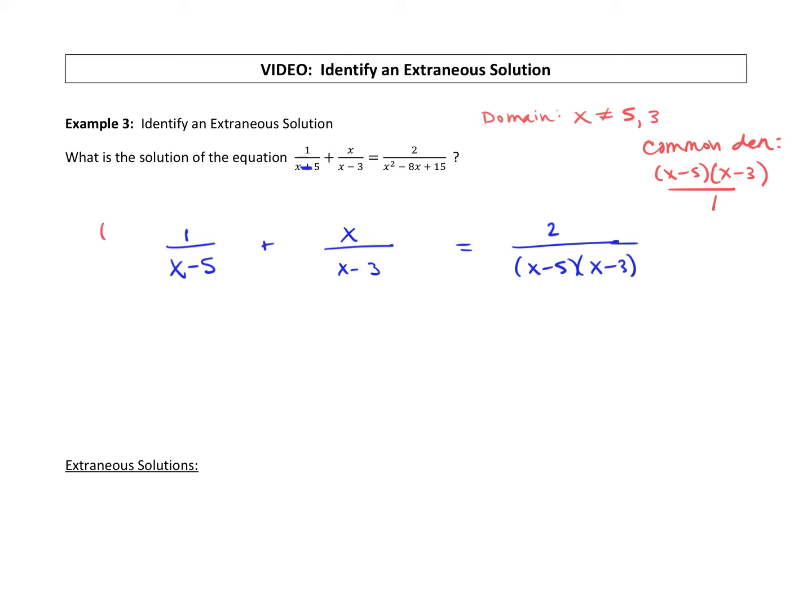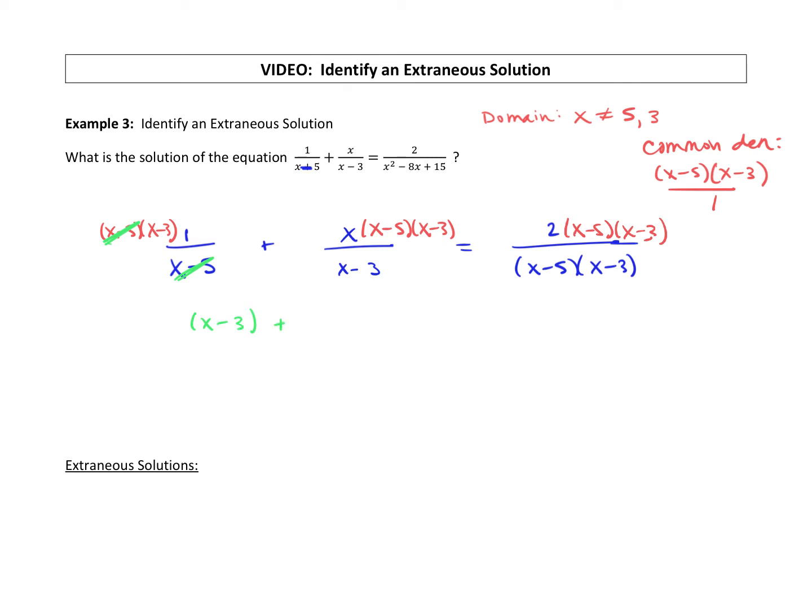So we're going to multiply x minus 5 times x minus 3 here, x minus 5 times x minus 3 here, and x minus 5 times x minus 3 here. All right, so we multiplied every single term by our common denominator. Then what we get to do is go in and reduce these fractions. So in this first one, this x minus 5 cancels the x minus 5, leaving you with an x minus 3 times 1, which is just x minus 3.